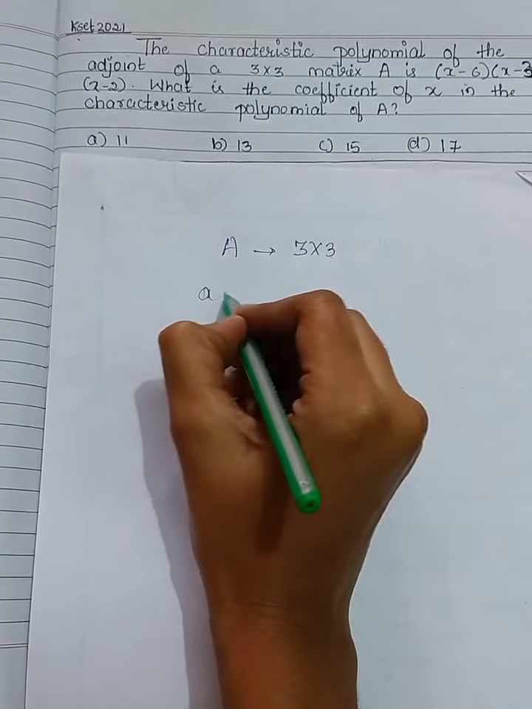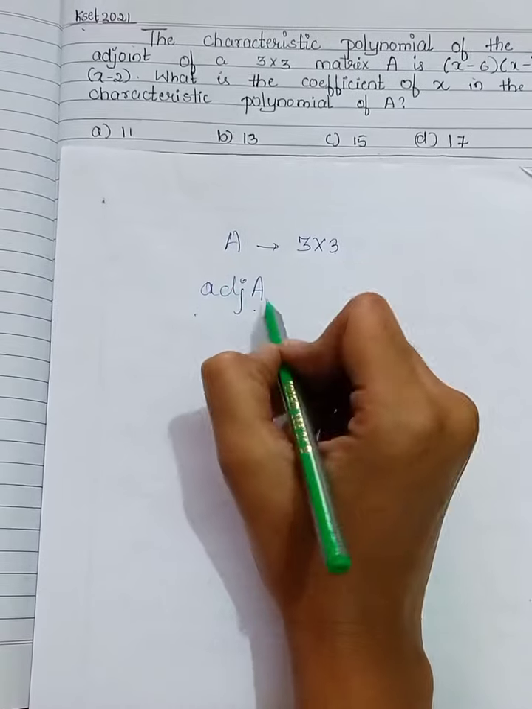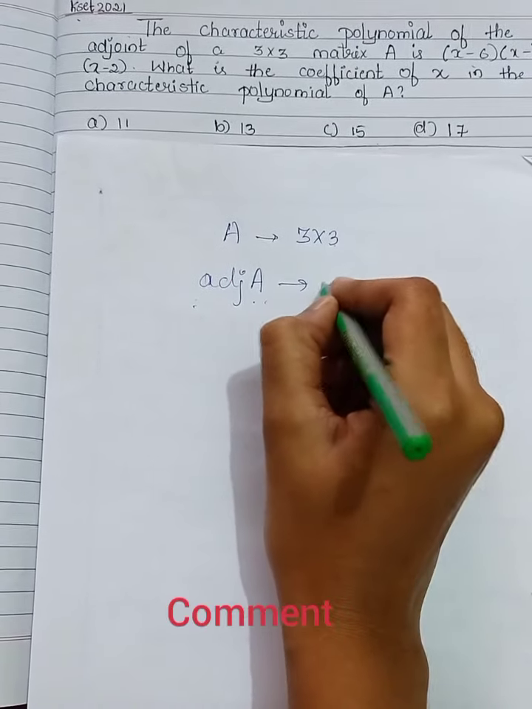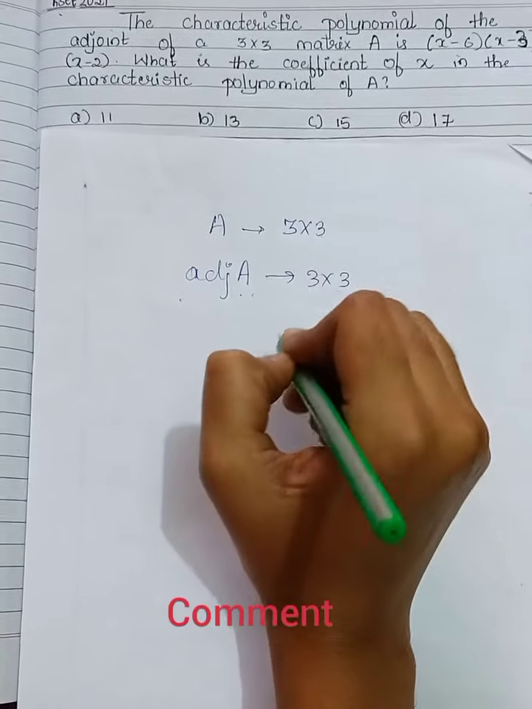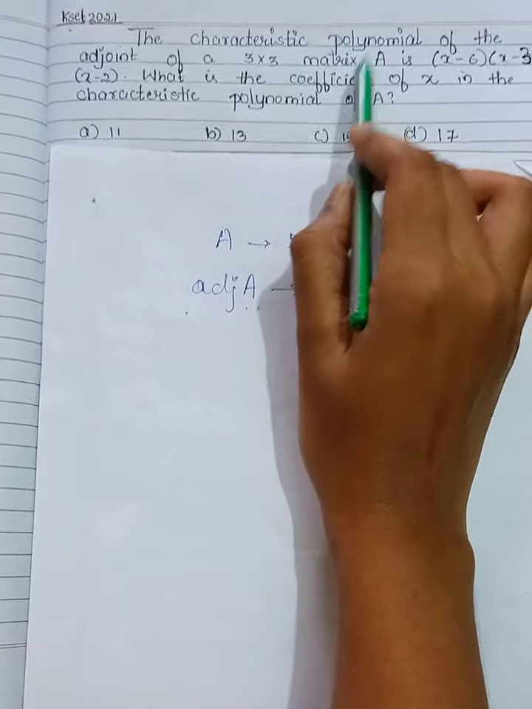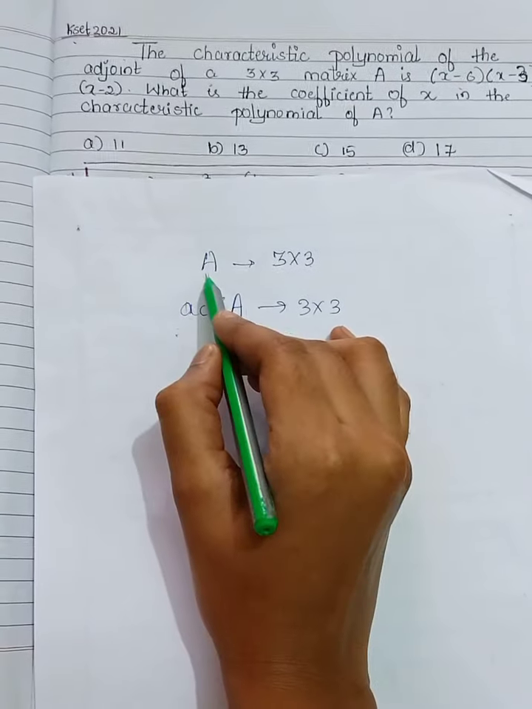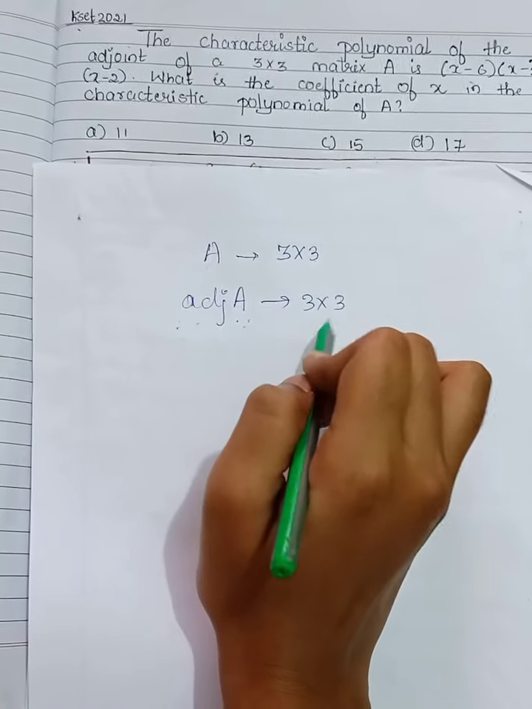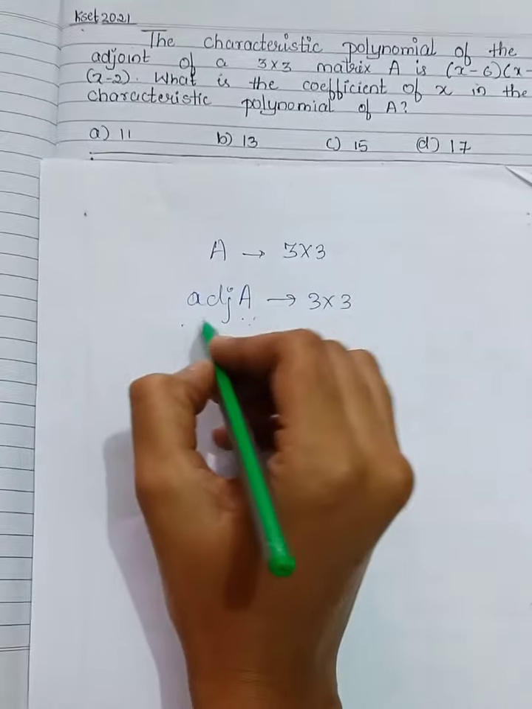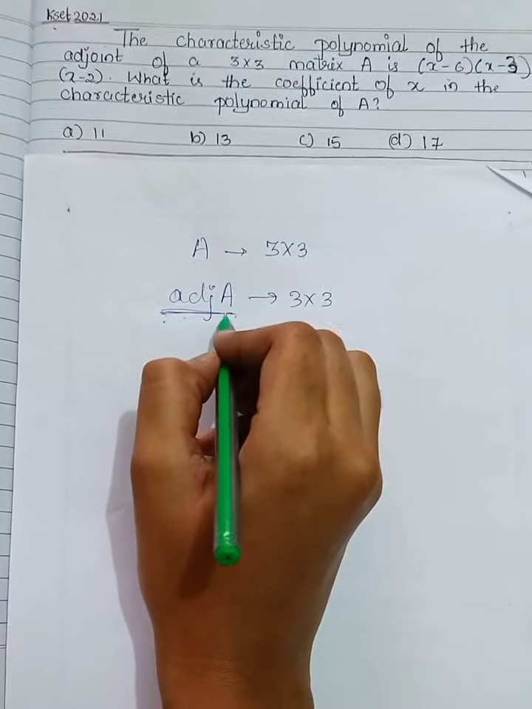So if A is a matrix, what will be the adjoint of A? Adjoint of A is also a matrix and its order will be 3 cross 3. They have given you a matrix A of order 3 cross 3, and they have given you the characteristic polynomial of the adjoint of A, which is also a matrix.